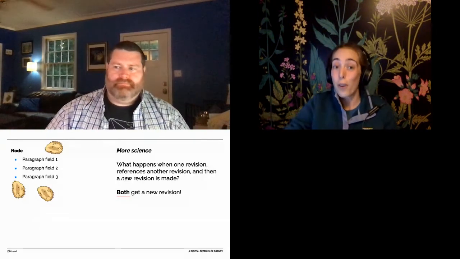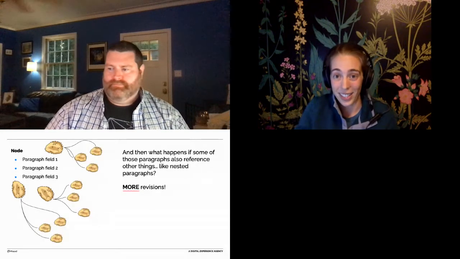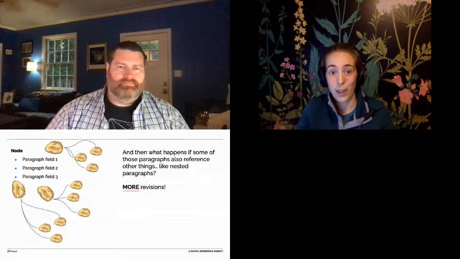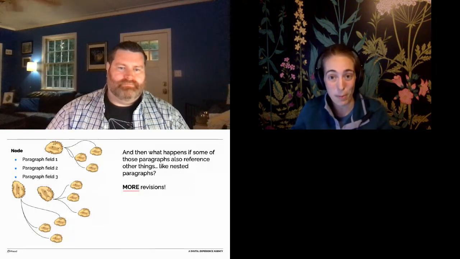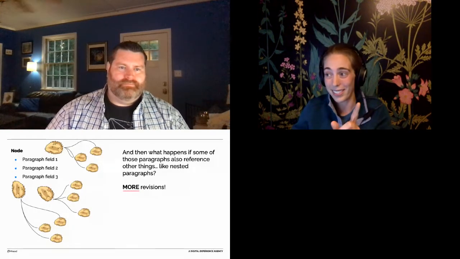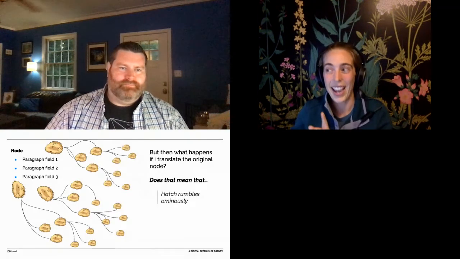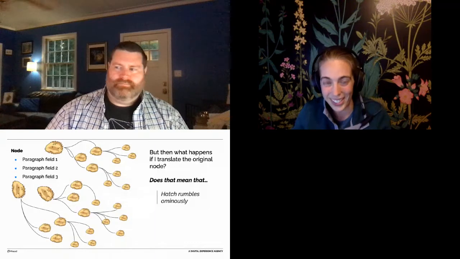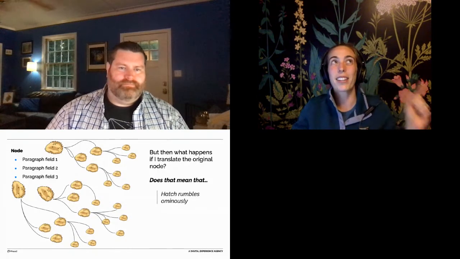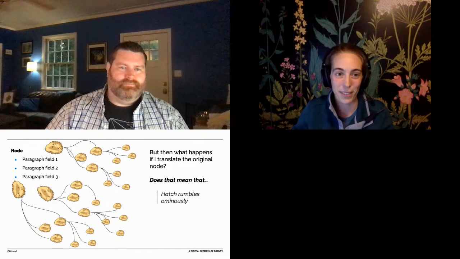And then if those also have other things that they reference that also have revisions, remember this is on the same save operation. So you just hit save once, you still are getting more revisions. And then what happens if we translate the original node and make a new one with all of those? Yeah, it gets out of hand very quickly.